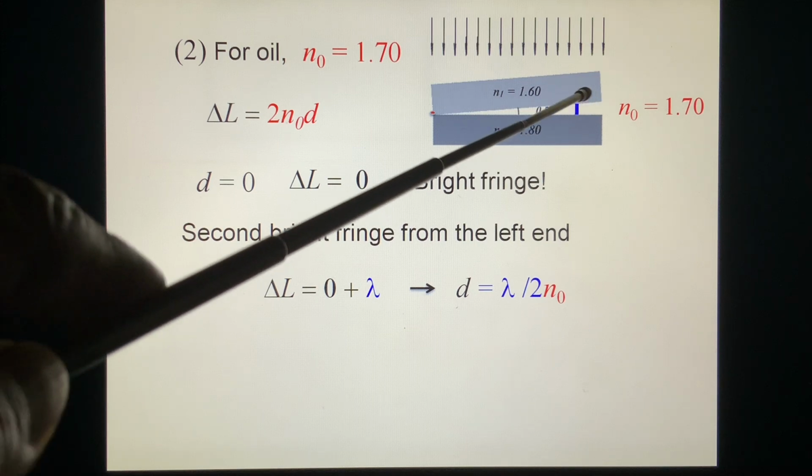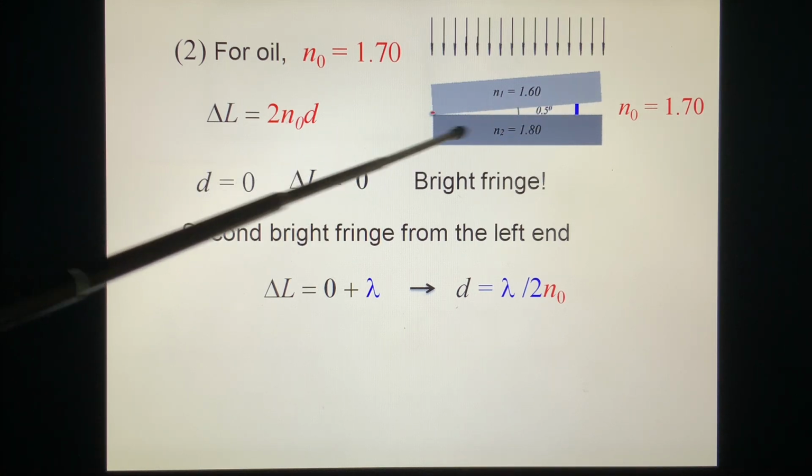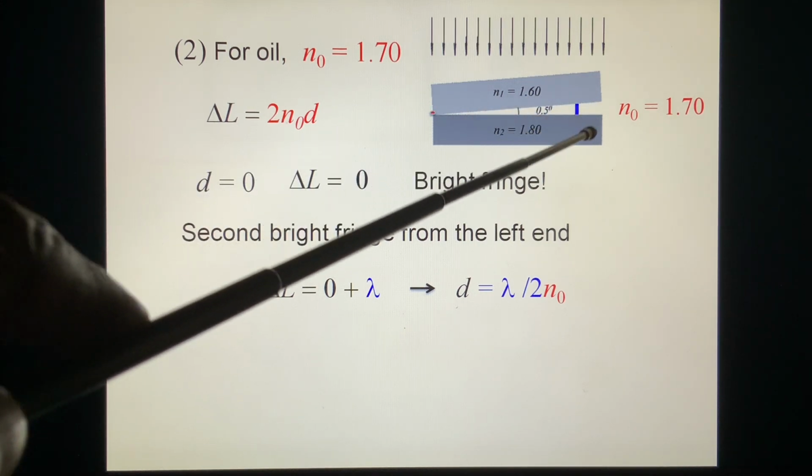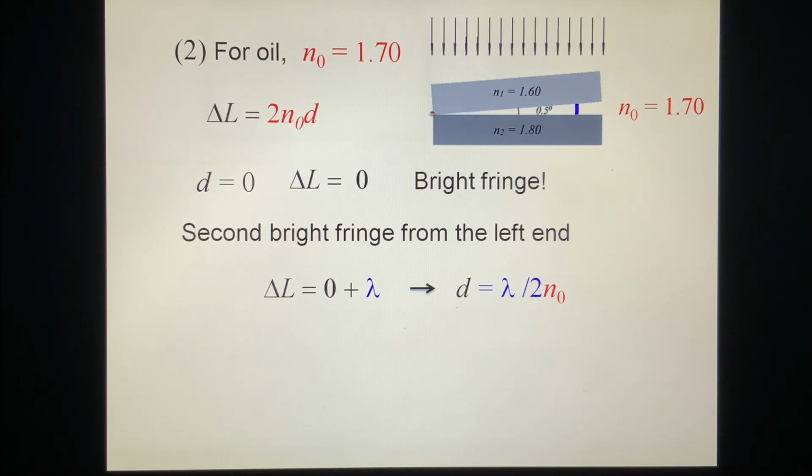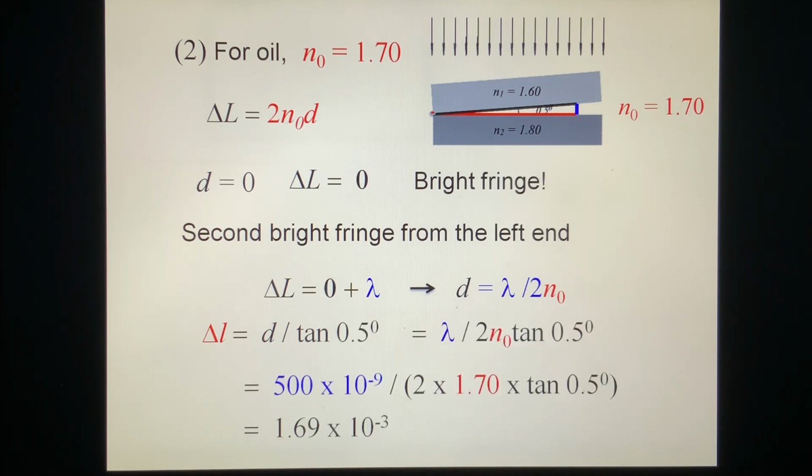And we want to find this one. So delta small l equals d over tangent 0.5 degree. And we get a delta l. Put everything inside, we get it, and it's different. Okay. Sample.